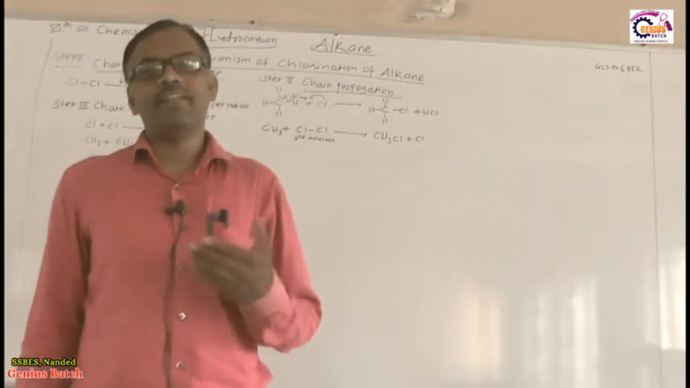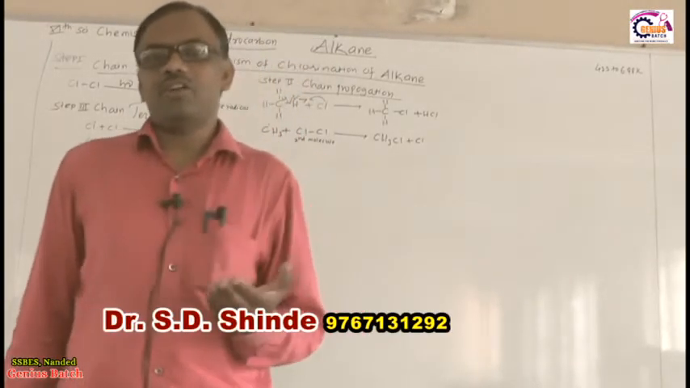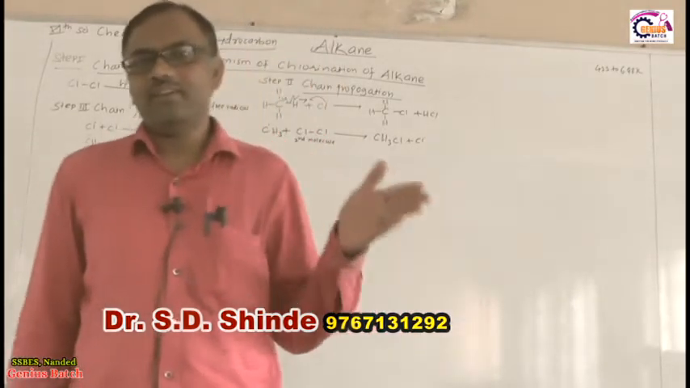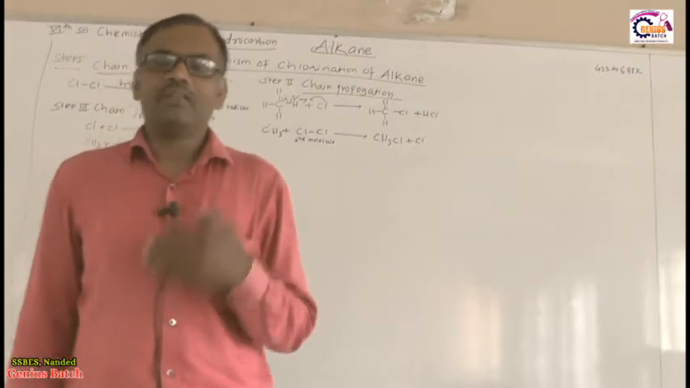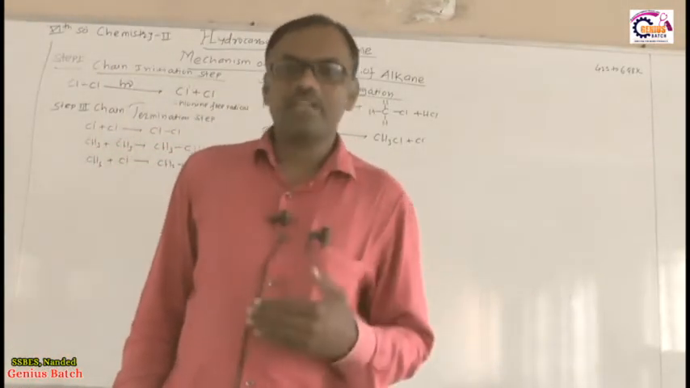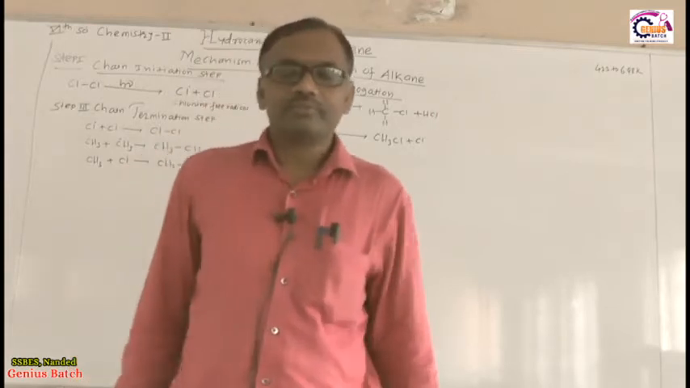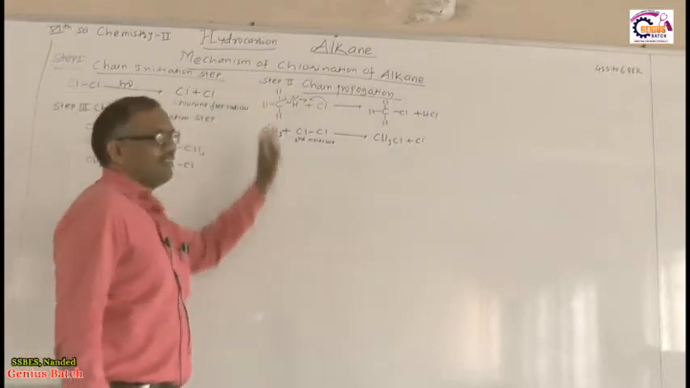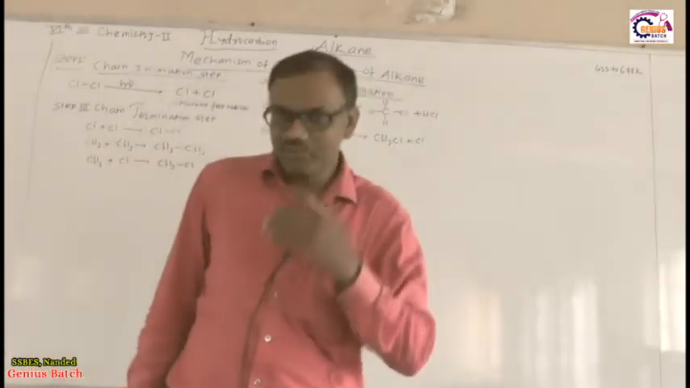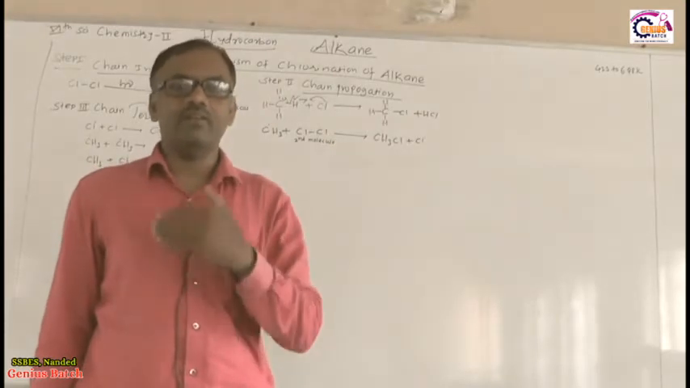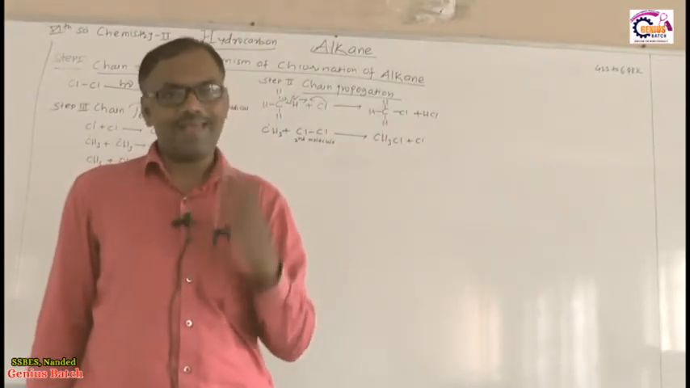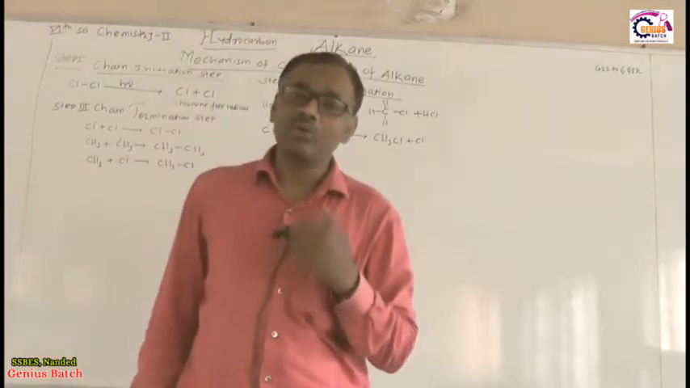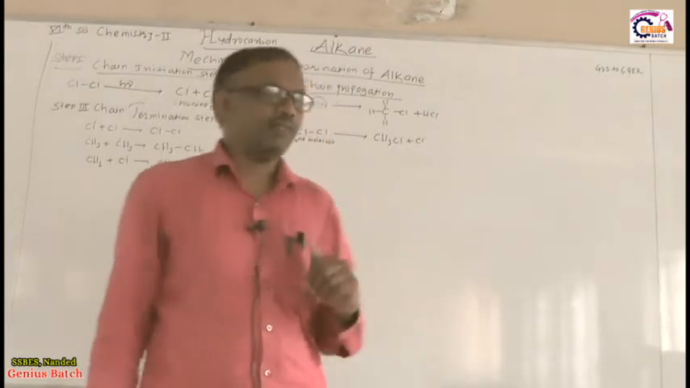We have already completed the chlorination of alkane examples. The mechanism remained from that day, so we will continue with the mechanism of chlorination of alkane. How is the mechanism carried out? You already know what is meant by mechanism: the minute steps involved in a chemical reaction are known as the mechanism. So what are the steps involved in the chlorination of alkane? That we have to see.